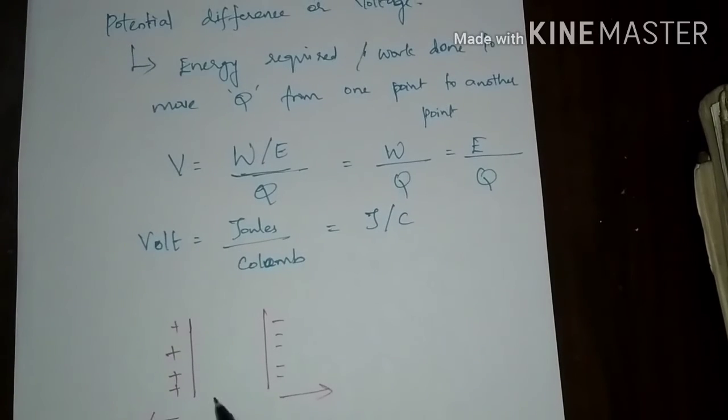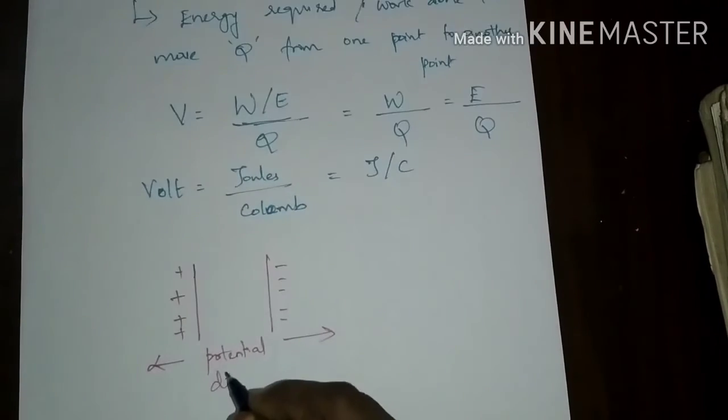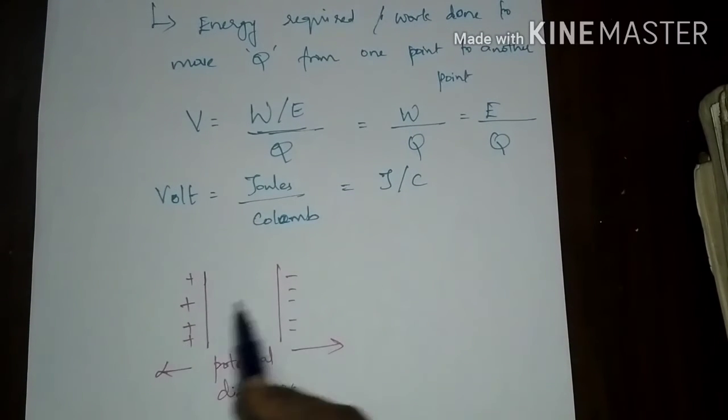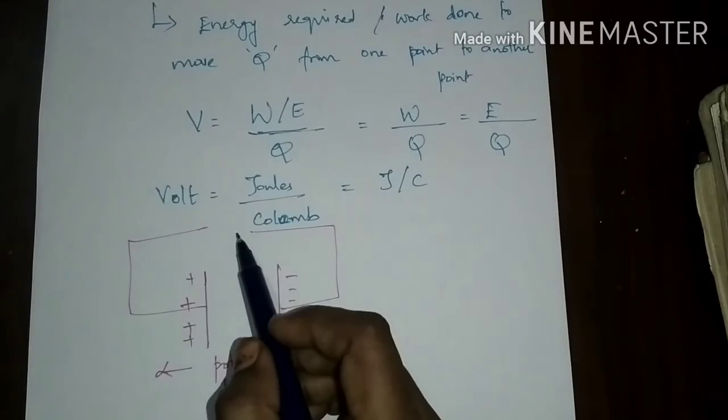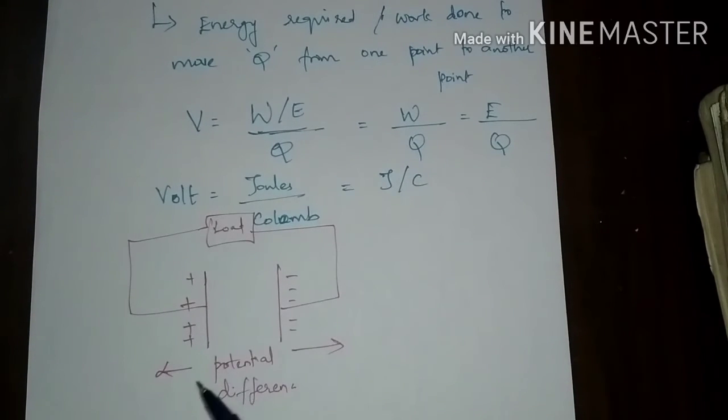This is the potential difference representation between two terminals. These two terminals are connected in an electrical circuit where we can connect a load, so that due to this potential difference, the flow of current or flow of charges will be from the positive terminal to the negative terminal, that is, from high potential to low potential point.